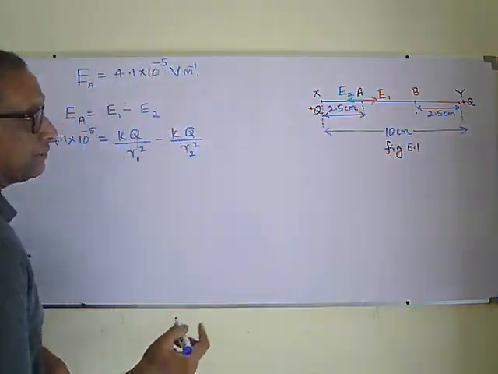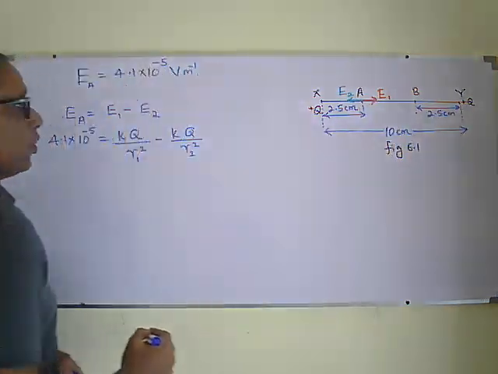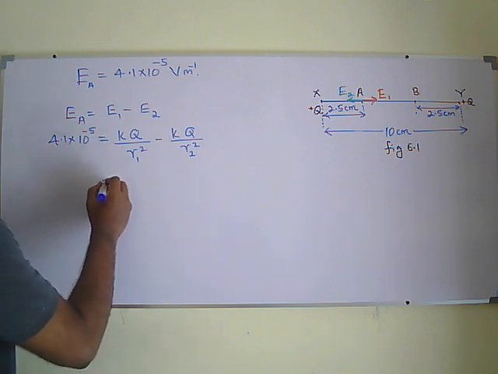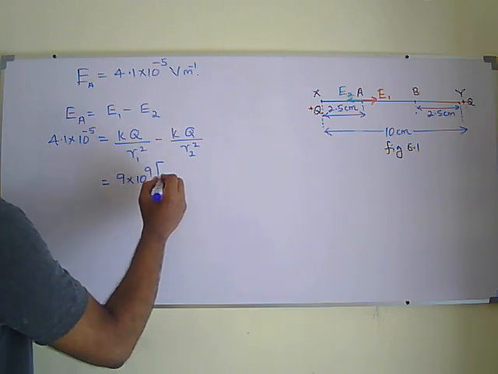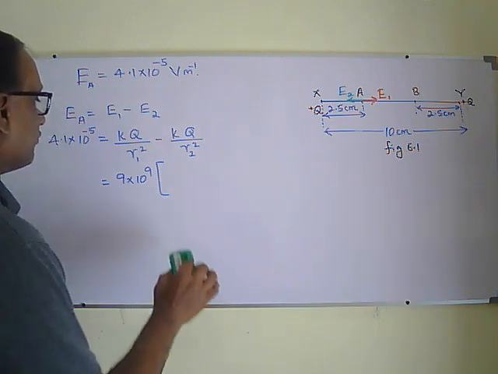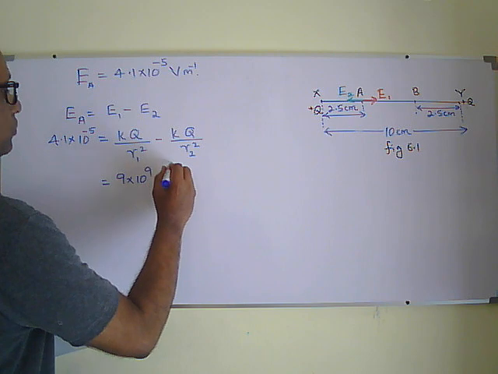We can calculate it: 10 minus 2.5. This length is 10 minus 2.5. It should be in meters. So we'll substitute the values. We know K, that is 9 into 10 to the power 9. And I can take the value of Q out of the bracket.